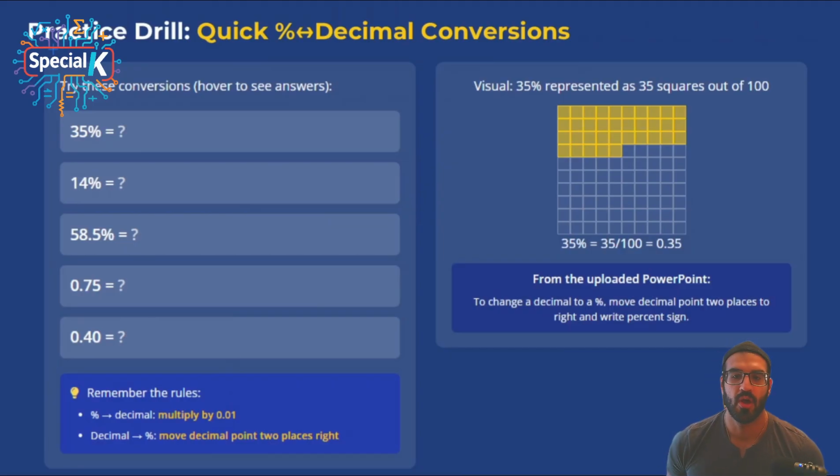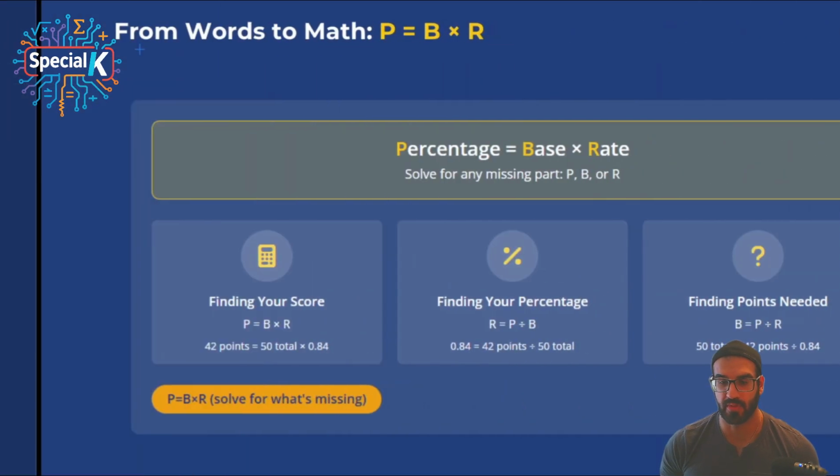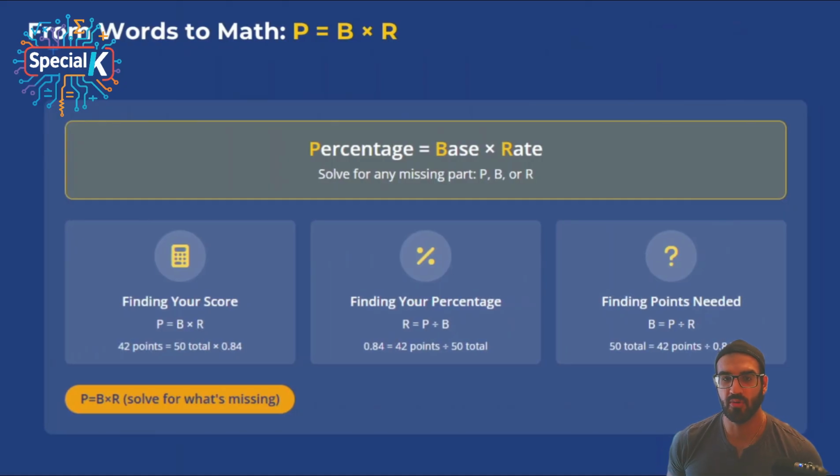That would be simple. Okay, so we do have some kind of visualization that shows that 35% actually means 35 out of 100. It means that if you have 100 boxes, you are going to pick only 35 of them. So let's see how it actually works in the real world. We do have a very simple formula for that. P equals B times R. What is P? P most of the time means your part, or at some specific point your percentage. B is the base and R is the rate, or the thing that you got.